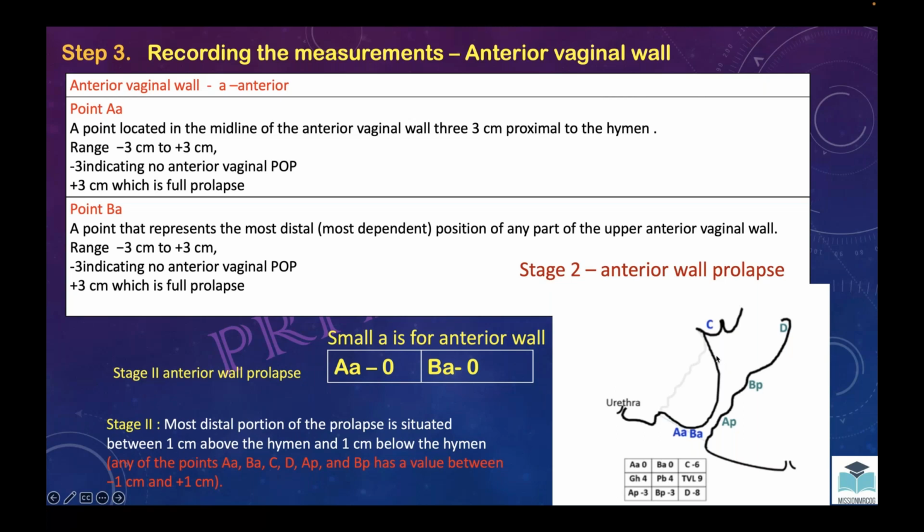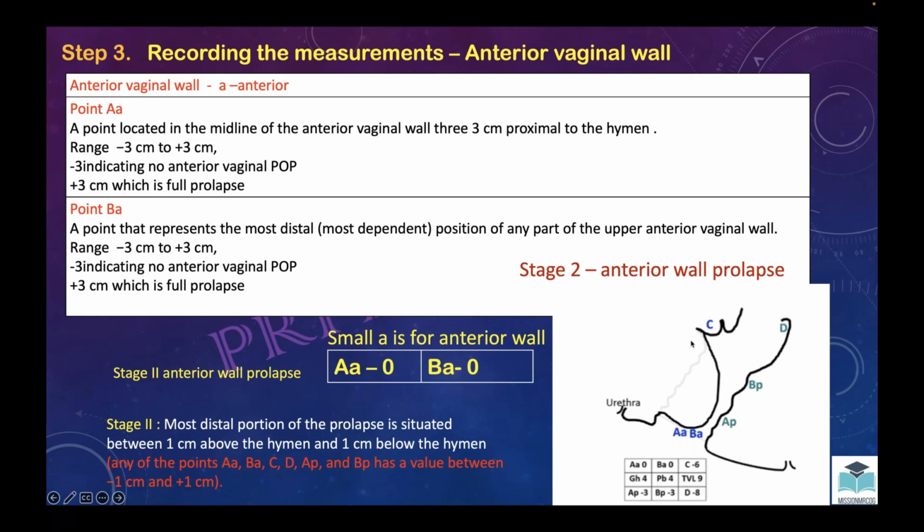If the point is in its normal position, it will be -3, and if it has come out completely, like 3 centimeter beyond the hymen, then it will be +3, the maximum limit. So the range of point A is from -3 to +3. -3 will be somewhere here, and +3 will be somewhere here. This is the complete range.